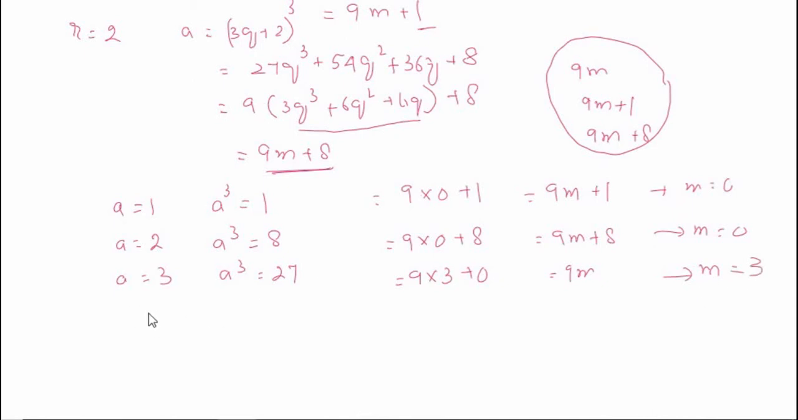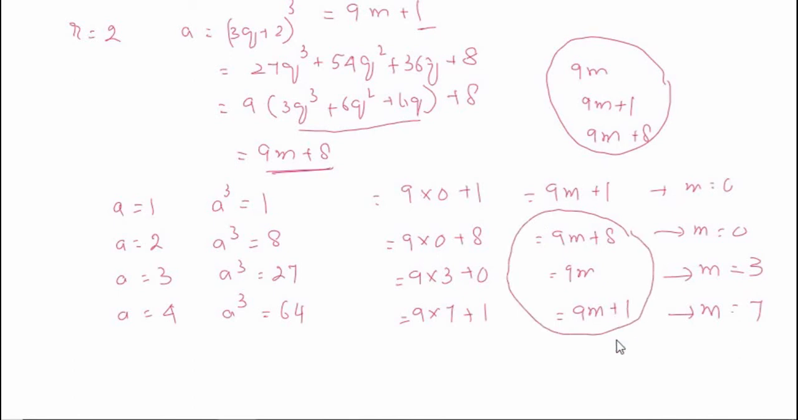So let us take one more. a equal to 4. So a cube equal to 64. Now 64 can be represented as 9 into 7, that is 63, plus 1. So this is 9m plus 1, where m equal to 7. So the cube of any positive integer can be represented in one of these three forms, that is 9m or 9m plus 1 or 9m plus 8.